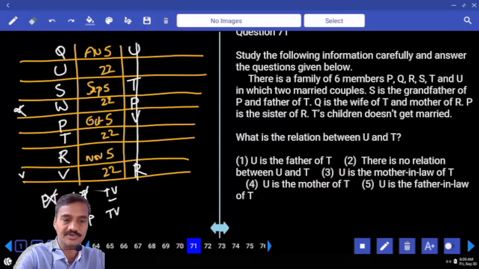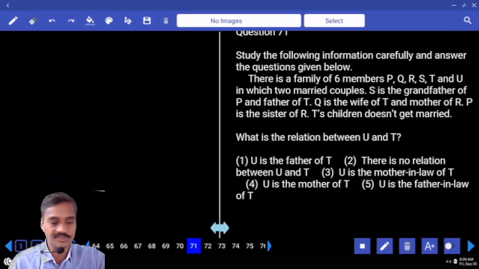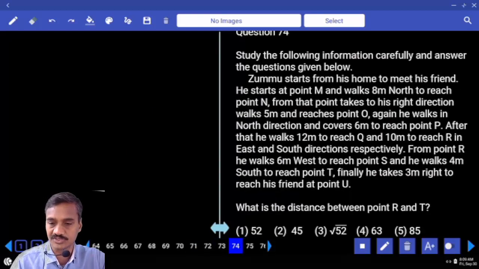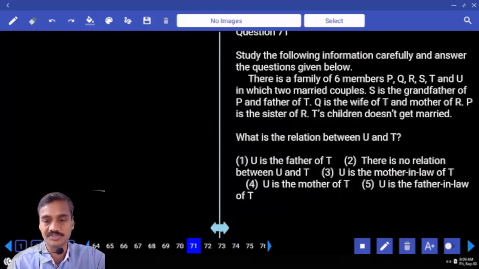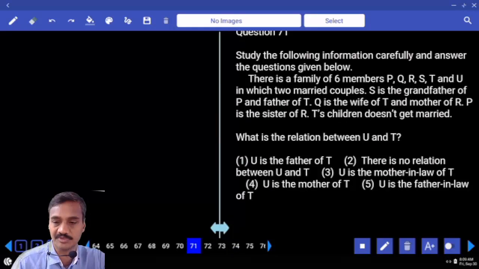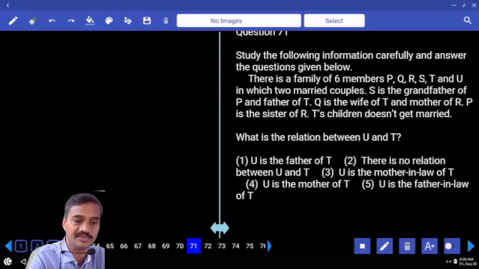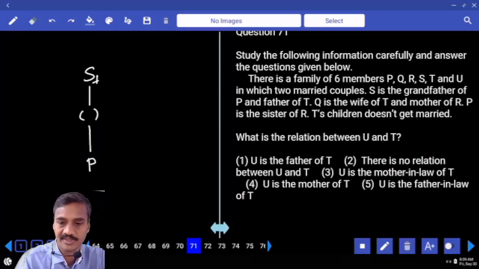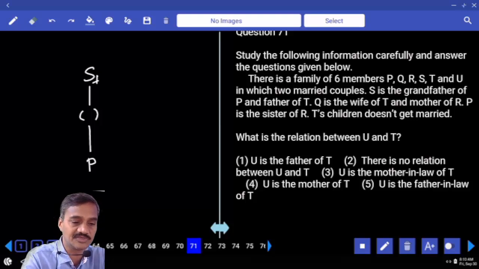Then 71 to 75. Now in this 71 onwards, how many questions were given under this? There are 3 questions based on this, blood relations. And there is a family of how many members? 6 members, P, Q, R, S, T and U, in which there are 2 married couples. S is the grandfather of P. Now S is the grandfather of P can be written like this or not? S is the grandfather of P and father of T. S is the father of T.